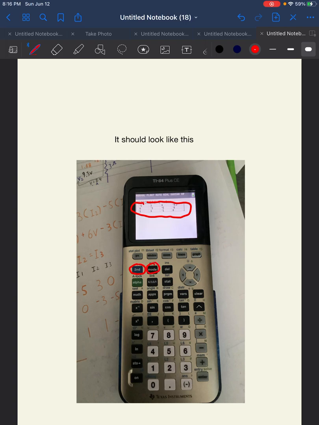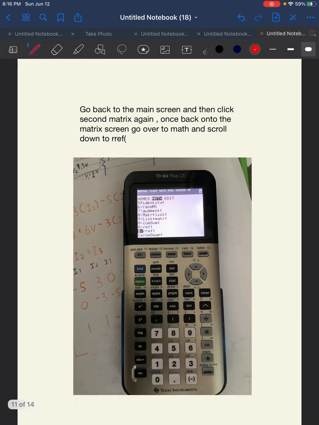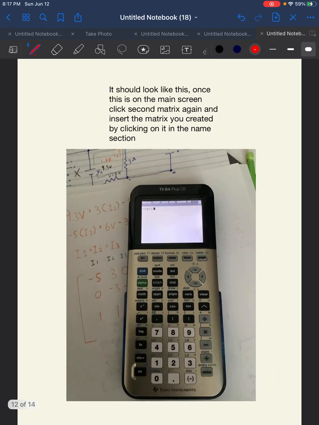Second quit, and that'll bring you back to the main menu. Once you're at the main menu, hit second matrix again. It'll bring you back to the matrix menu we were at originally. However, instead of going over to edit this time, you're going to want to go over to math. When you're at math, click RREF. When you click RREF, it'll bring you back to the main menu, and you should have something that looks like this.